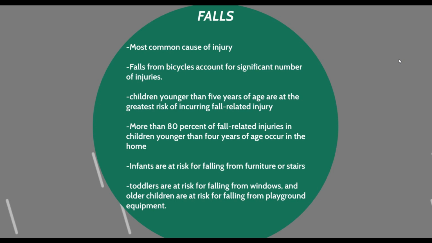Falls are the most common cause of injury. Falls from bicycles account for a significant number of injuries. And again, we just talked about how blunt trauma was the number one cause of traumatic death. So falls are the number one cause of traumatic injury. So think about helmet use, think about all the different things that can contribute to greater injury.